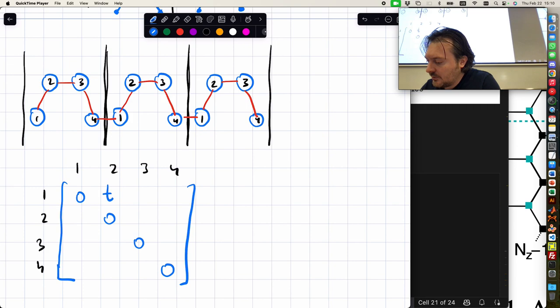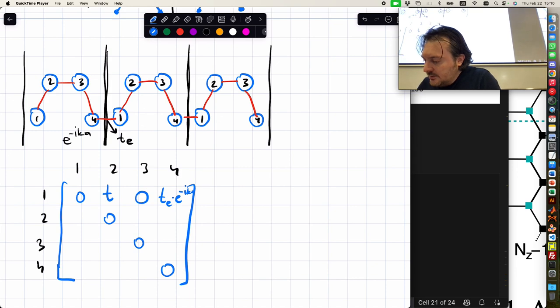How about 1, 3? Is there a connection with 1, 3? No. 1, 4? No. Are you sure? Oh, there is. Yes. So we should not forget about two things. First thing is that this hopping is TE because it's at the edges. And second thing is that it's e to the minus IKA. Okay? So I have TE times e to the minus IKA.